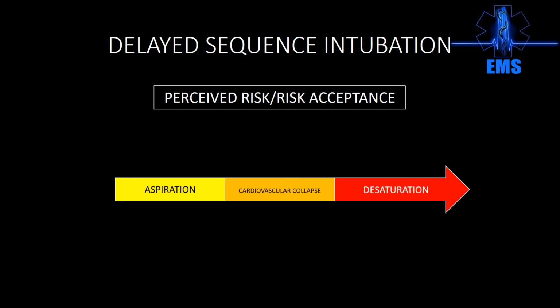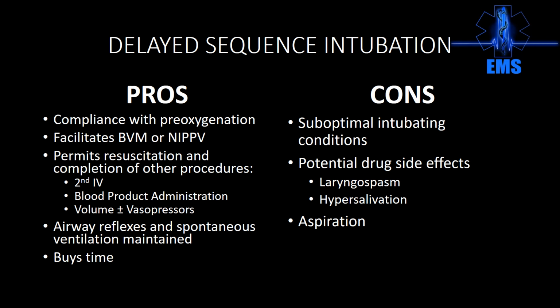The goal here is to be able to intubate the trachea without cessation of breathing or loss of airway reflexes until you're ready to push the paralytic. So on our risk matrix, desaturation is now higher than aspiration, and cardiovascular collapse is a close second.